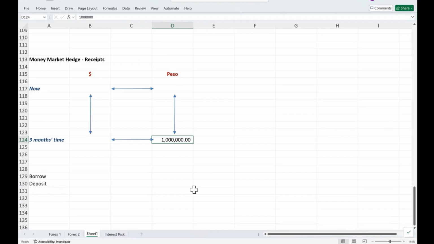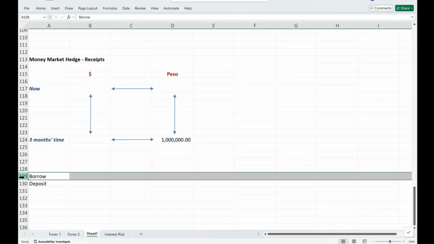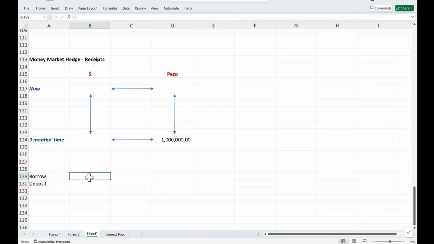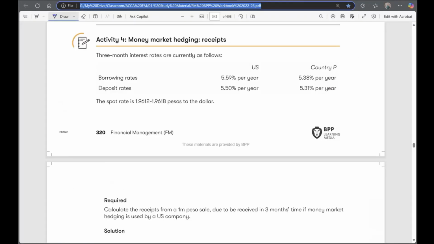That's it. So we will borrow in foreign currency, and whatever amount we borrow, deposit into our home currency. So in case of receipt, you have to use the borrowing rate of the foreign currency because you will borrow in peso now, and then you deposit in dollars today. All these things you will do today. You will convert the currency today, right? You don't need to wait for 3 months' time.